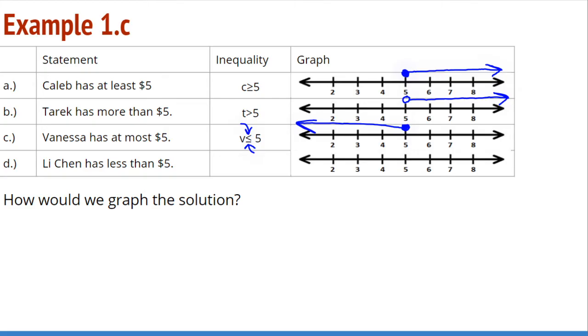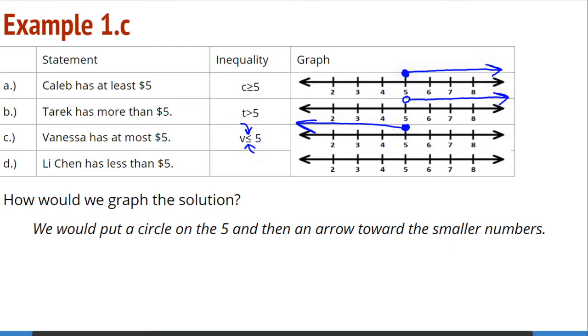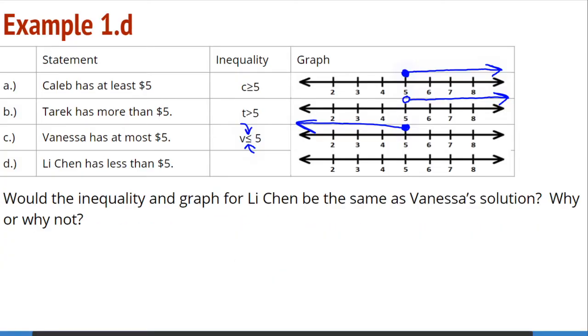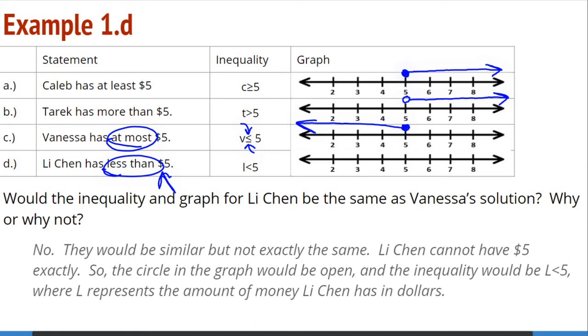Pause and go ahead and think about Li Chin and write your inequality and draw the graph. All right. Is Li Chin's the same as Vanessa's? Well, Li Chin says less than 5, where Vanessa has at most 5. Li Chin could not have $5, but Vanessa could. So I would say that Li Chin is going to be less than 5, which is hopefully what you said.